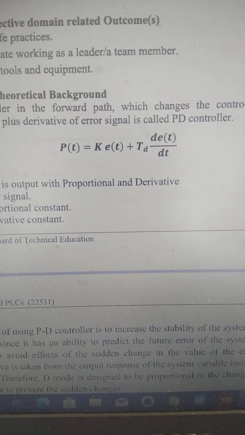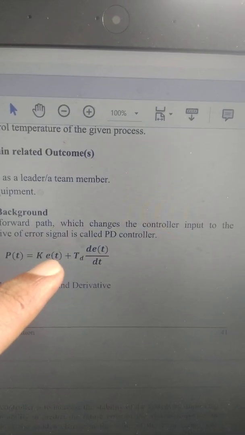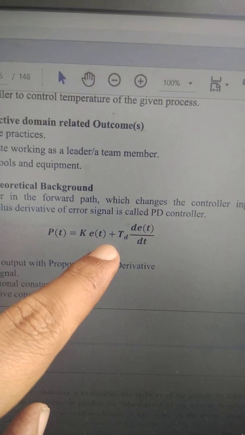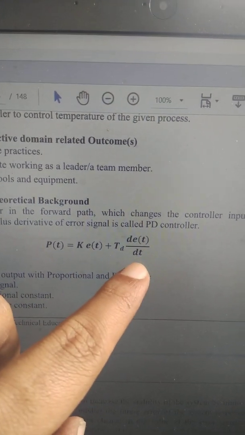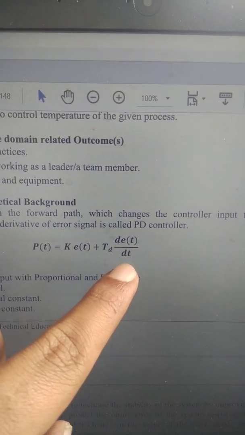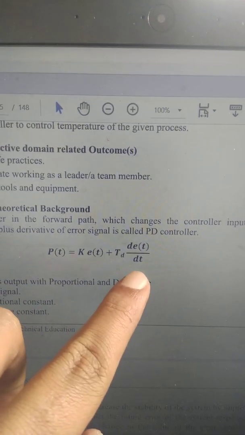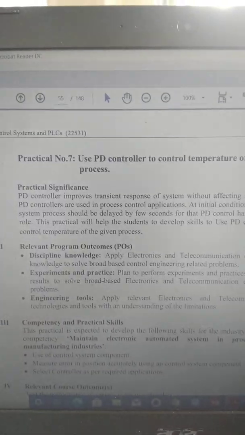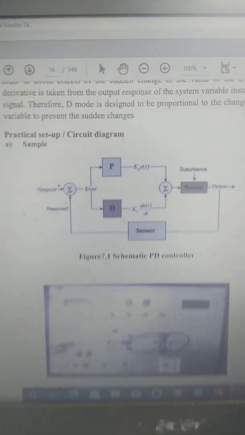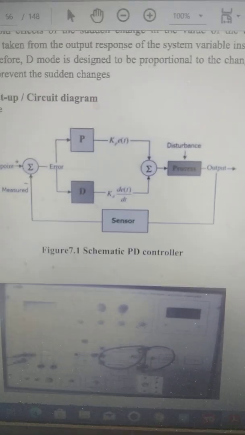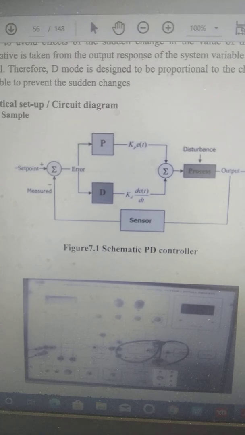In this mathematical equation, this part is nothing but the proportional value, plus this is the derivative value. Proportional controller is added with derivative controller action, so this controller is termed as PD controller. Now, in PD control action, this is the theoretical circuit diagram.